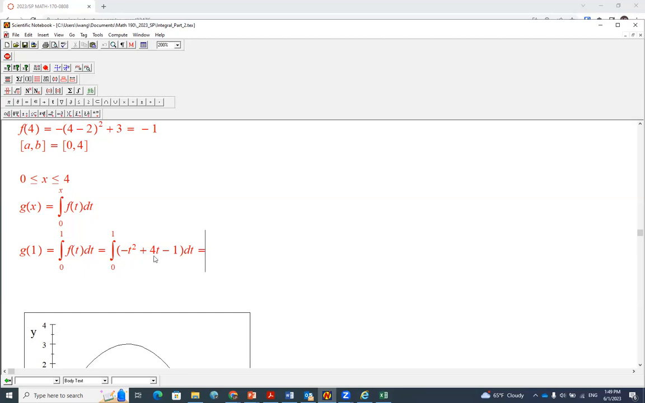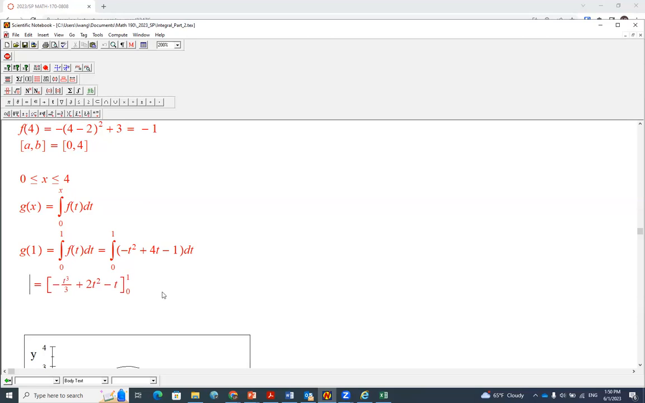From 0 to 1, the antiderivative of the inside of the parentheses would be negative t to the power 3 divided by 3, plus 2t squared, minus t. All of these will be evaluated at 0 and 1. So that's the fundamental theorem of calculus part 2. And we're getting a number.